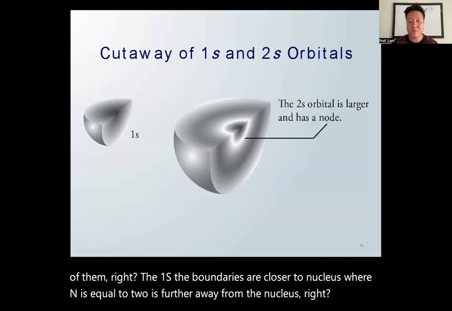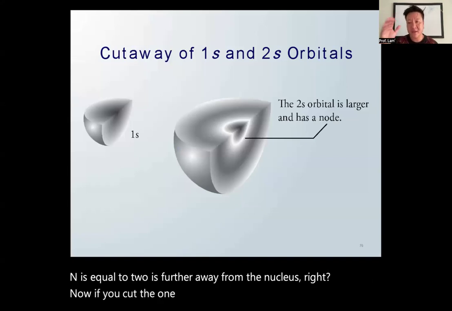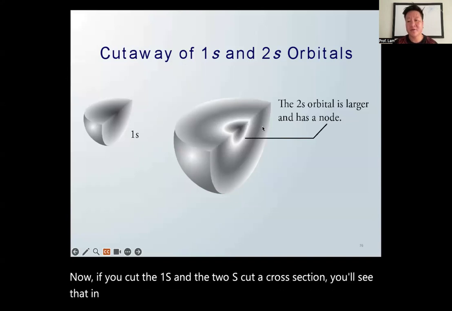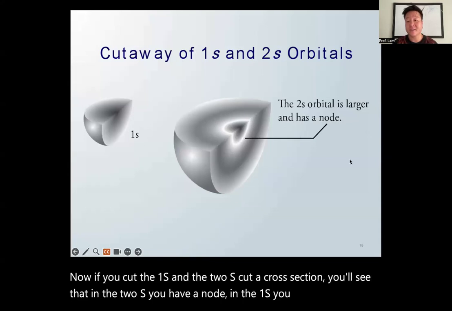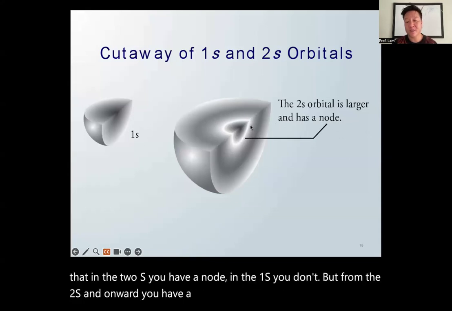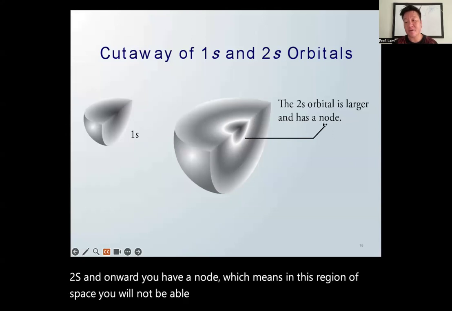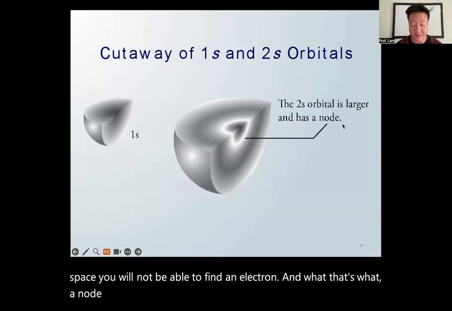Now, if you cut a cross section of the 1s and the 2s, you'll see that in the 2s you have a node. In the 1s, you don't, but from the 2s and onward, you have a node, which means in this region of space, you would not be able to find an electron. And that's what a node means. The probability of finding an electron drops down to 0. Okay.